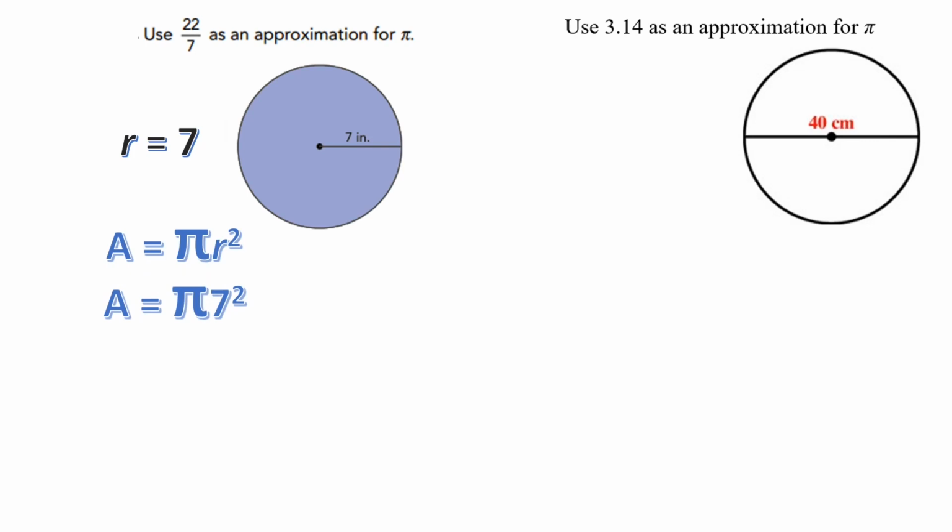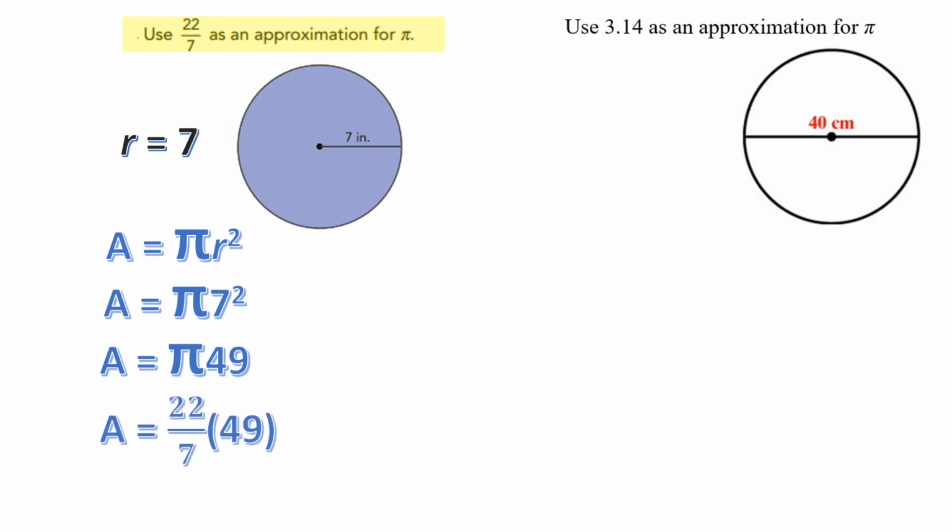Now you have to multiply, you have to do the exponent before you can multiply times pi, so I have to do 7 times 7, or 7 squared, to get 49 times pi, or 49 pi, and then now I can plug in my 22/7. Of course it's 22/7 because 49 is a multiple of 7, so I'm going to do 22/7, which is my pi approximation times 49, to get 154 square inches for my area.